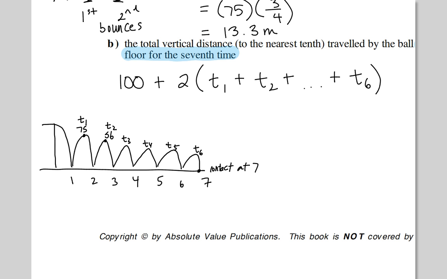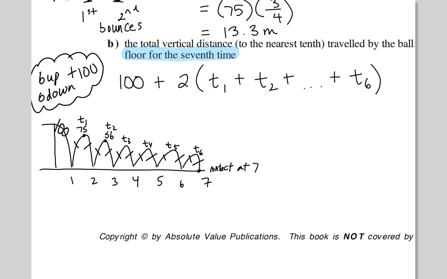It's that initial 100 plus T1 all the way to T6 times 2, because it happens twice. You go up, you go down, up and down, up and down, up and down, up and down. So there's 6 ups, 6 downs, plus that 100, right? 6 ups, 6 downs, plus the 100. That's why we only go from T1 to T6. So let's keep going with this formula.